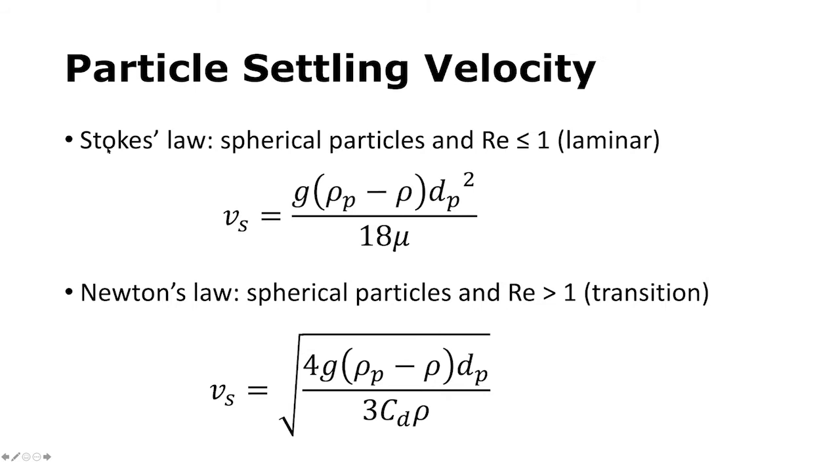So according to Stokes' law, for spherical particles with laminar flow conditions, we can calculate the settling velocity using the following equation, which relates the density of the particle, the density of fluid, with the particle's diameter, and the viscosity of the water. Newton's law would apply for spherical particles where we're in that transition phase, where the Reynolds number is greater than 1. So here we can calculate the settling velocity under these conditions using Newton's law and the following equation here, which incorporates the drag coefficient.